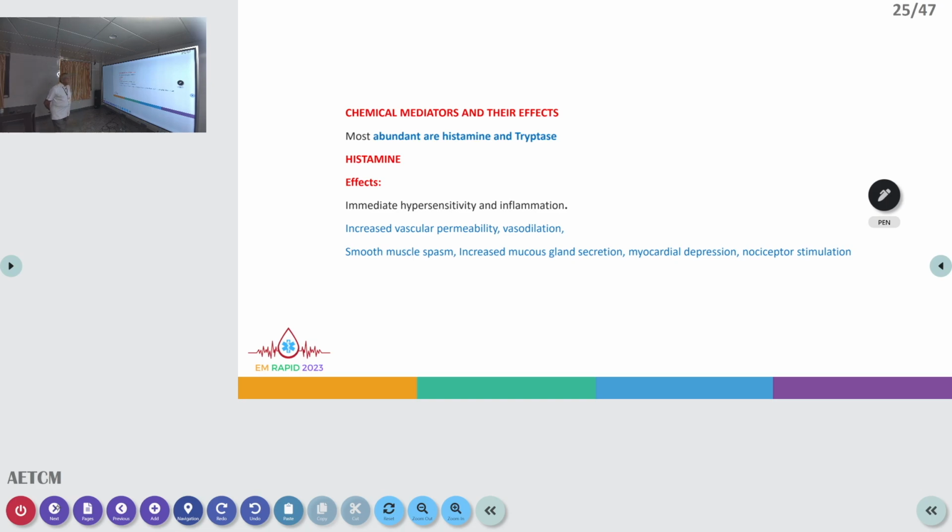And the clinical mediators and their effects in anaphylaxis: many chemicals are released, among which the most abundantly released are two, histamine and tryptase. Histamine causes immediate hypersensitivity and inflammation, increased vascular permeability and profound vasodilation, smooth muscle spasm, increased mucus gland secretion, myocardial depression, etc.